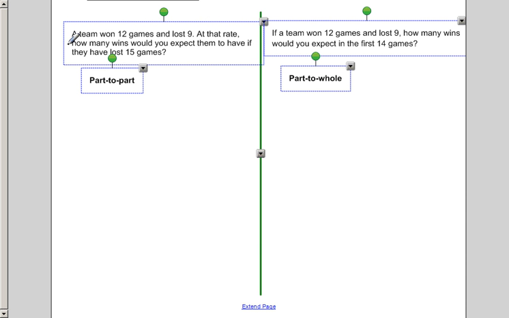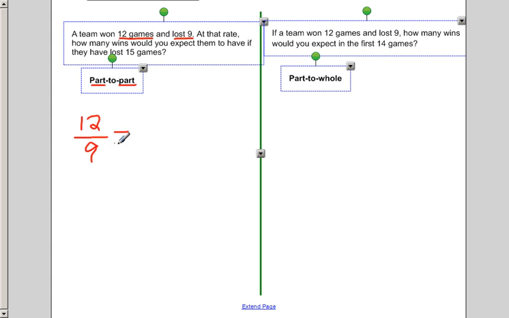And here are a couple problems, a couple examples. Let's try a part-to-part example. A team won 12 games and lost 9. At that rate, how many wins would you expect them to have if they have lost 15 games? Okay, so we have a part. They've won 12 games. That is part of the total games they played, to the other part, they've lost 9.